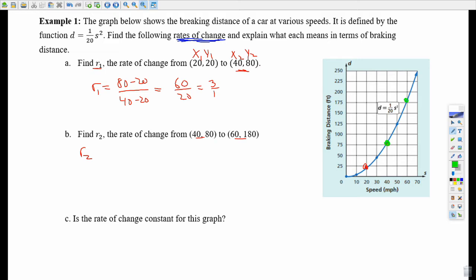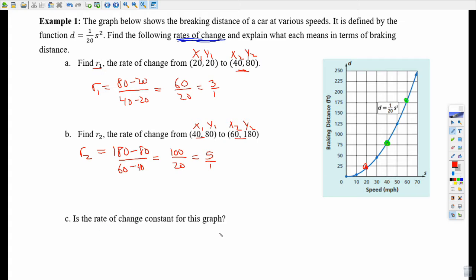So would you think we'd get the same rate of change, or would it be different? So let's find out. Label these again: x1, y1, x2, y2. And then we have 180 minus 80, that's your y2 minus y1, and then 60 minus 40. So the top now is 100. The bottom is 20. 100 divided by 20, that is not the same thing as 3 over 1. That actually goes into it 5 times. So it's 5 over 1, or 5.